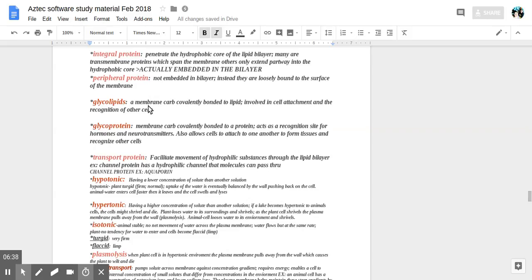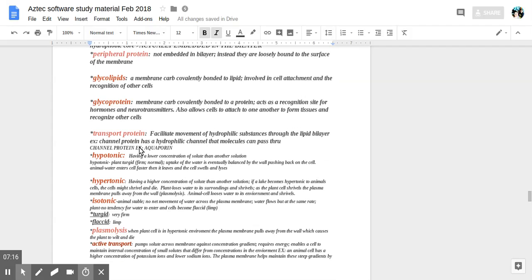Glycolipids: membrane carbohydrate covalently bonded to a lipid, involved in cell attachment and the recognition of other cells. Glycoprotein: membrane carbohydrate covalently bonded to a protein, acts as a recognition site for hormones and neurotransmitters. Also allows cells to attach to one another to form tissues and recognize other cells.